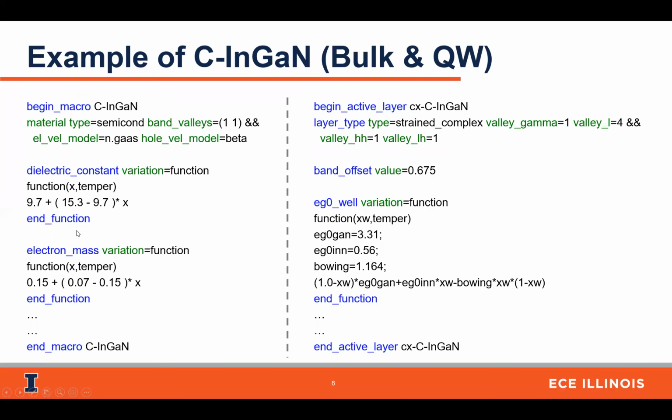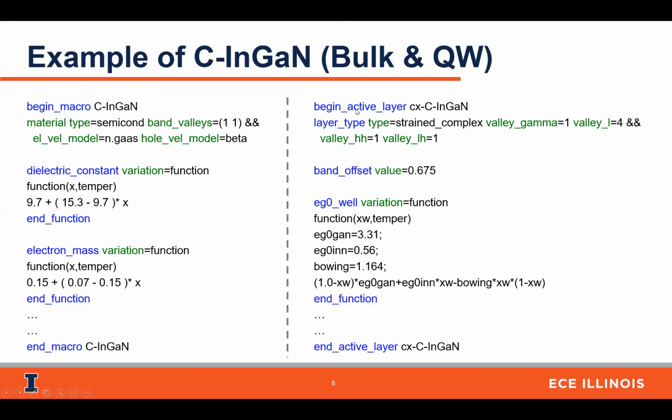You have electron mass, which you can define similarly, and there are a lot of material parameters that you can define. I already attached a simple macro material file with these PDF slides, and you can modify the material parameters based on the material you want to simulate.